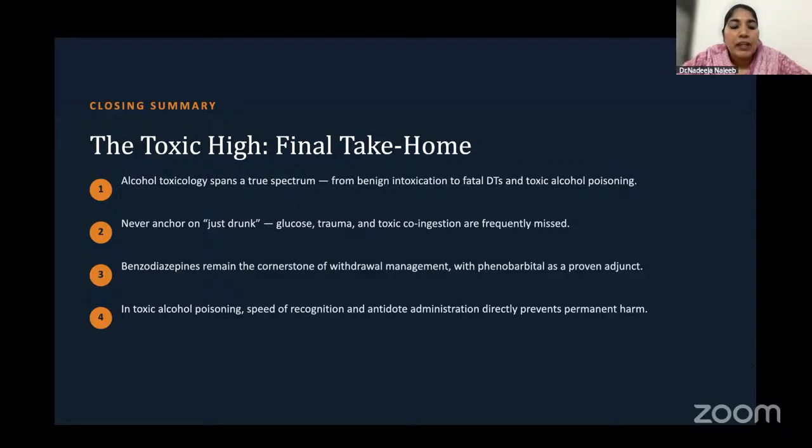The final take-home message: alcohol toxicology spans a true spectrum, from benign intoxication to fatal delirium tremens and toxic alcohol poisoning. Never anchor on just drunk. Glucose, trauma, and toxic co-ingestion are frequently missed. Benzodiazepines remain the cornerstone of withdrawal management, with phenobarbital as a proven adjunct. In toxic alcohol poisoning, speed of recognition and antidote administration directly prevents permanent harm.